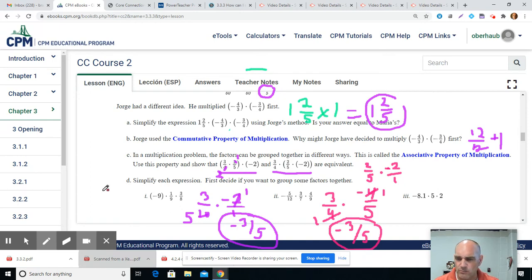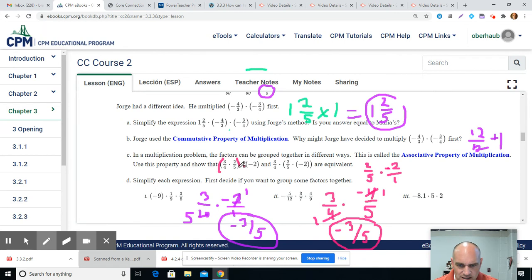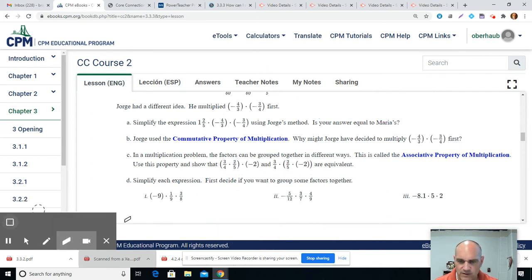If we go back to our original problem, notice how everything is written in the exact same order: 3/4, 2/5, then negative 2. The difference is we put our parentheses in different spots, and we still got the same answer. And the reason is because for multiplication, we can switch where the parentheses are at, and we still get the exact same answer. Let me clear all this stuff out.